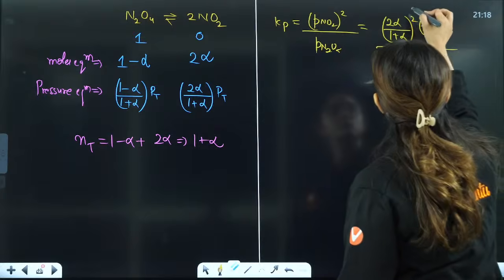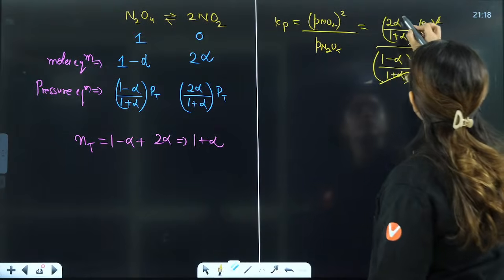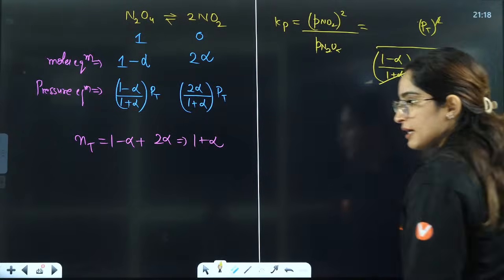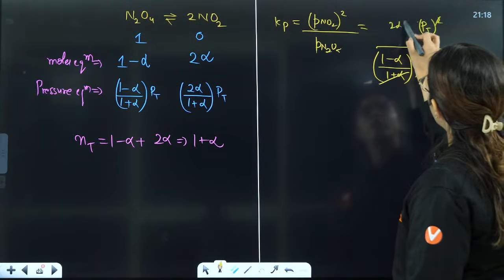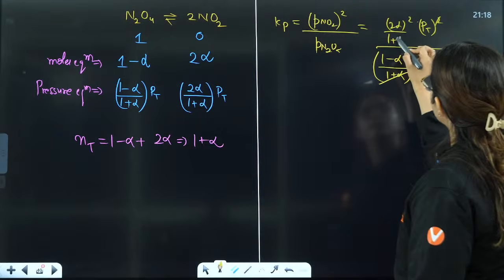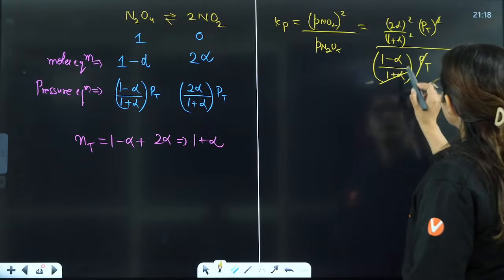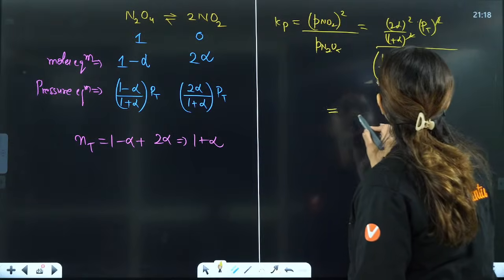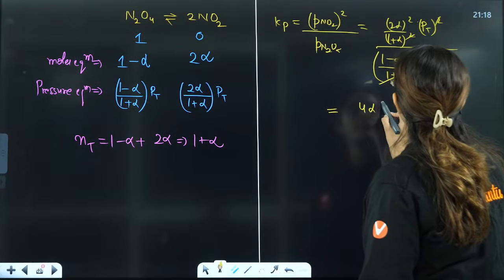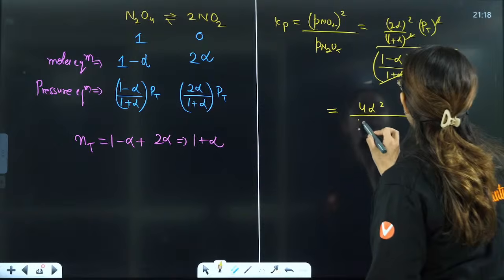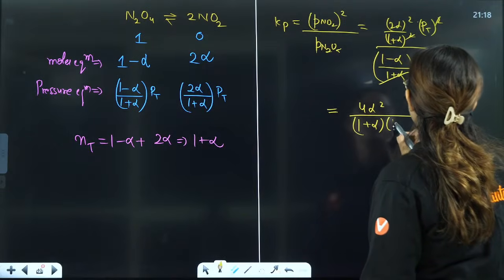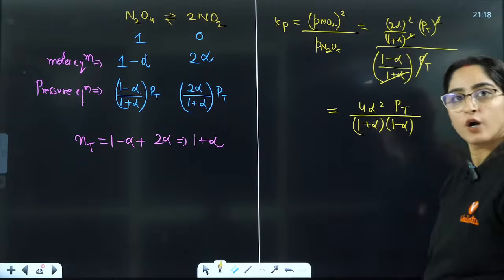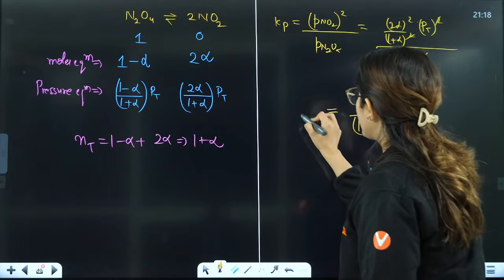Wait a minute. I'll just write it like this. This will be 2 alpha whole square by 1 plus alpha whole square. So this 1 plus alpha will cancel, and you will have 4 alpha square divided by 1 minus alpha, and this is PT. Okay. Kp value is here.